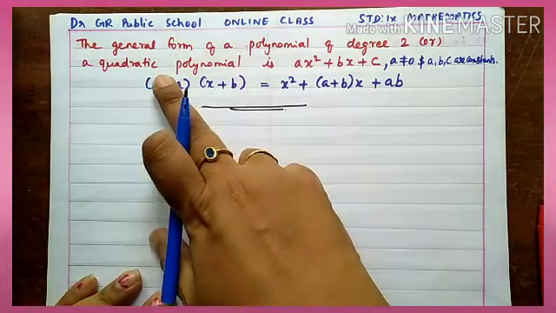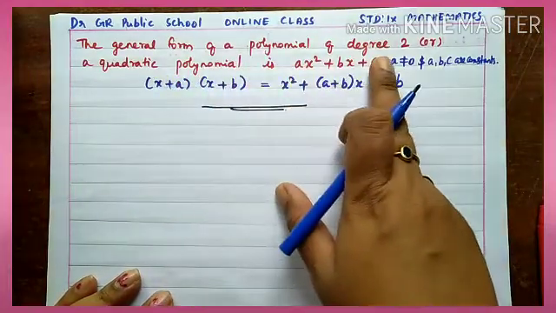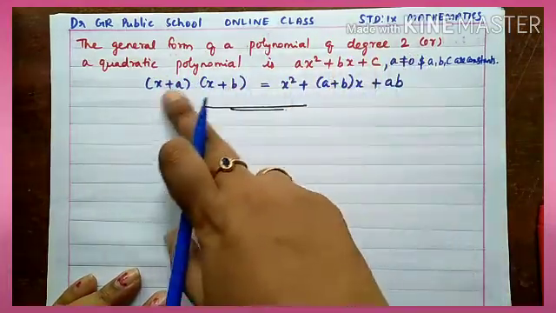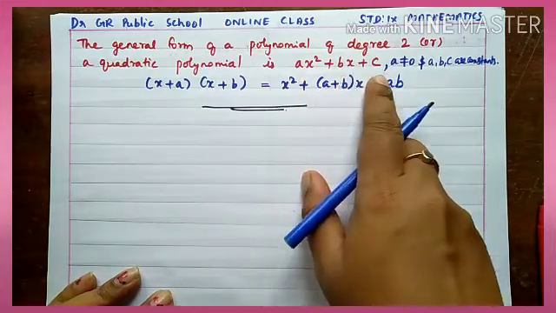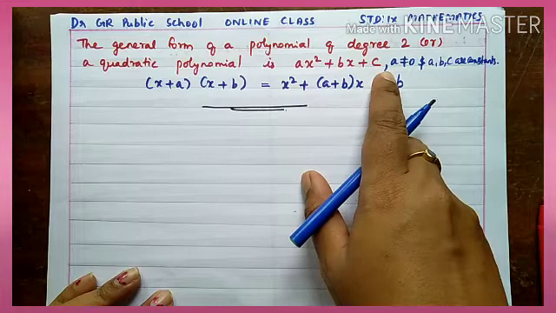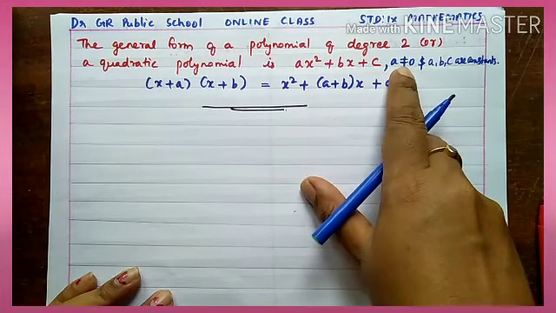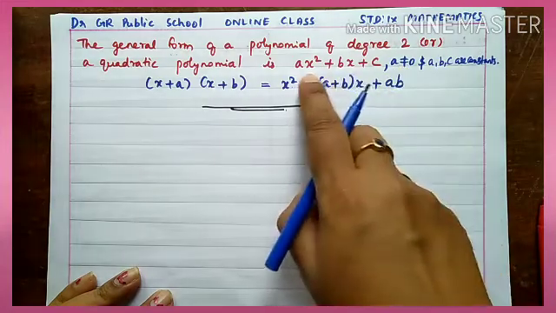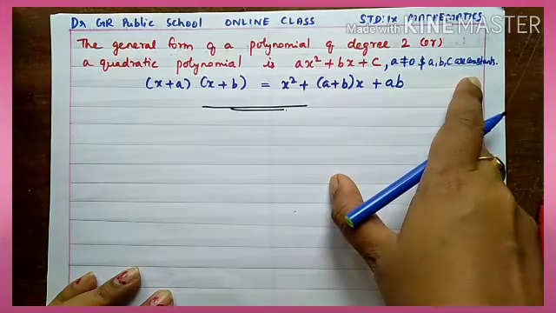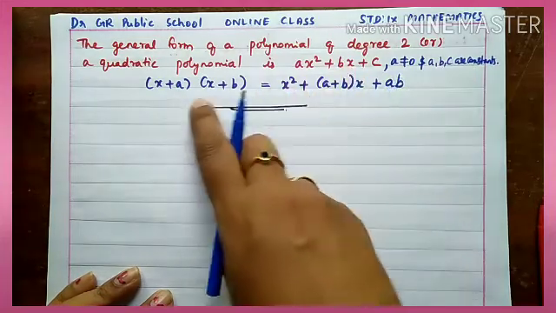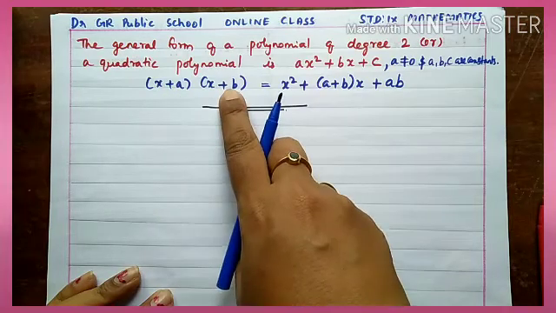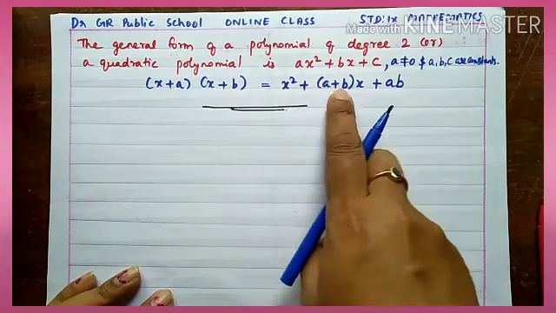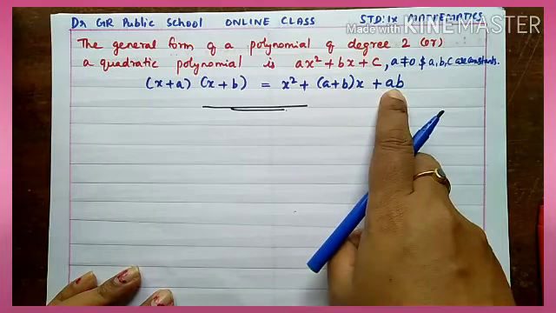Children, you know the general form of a polynomial of degree 2 or a quadratic polynomial is of the form ax squared plus bx plus c, where a is not equal to 0 and a, b, c are constants. Okay. Now using this fourth identity, I told you, x plus a into x plus b is equal to x squared plus a plus b into x plus ab.